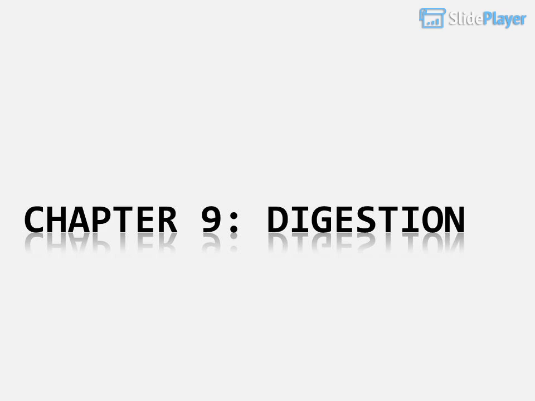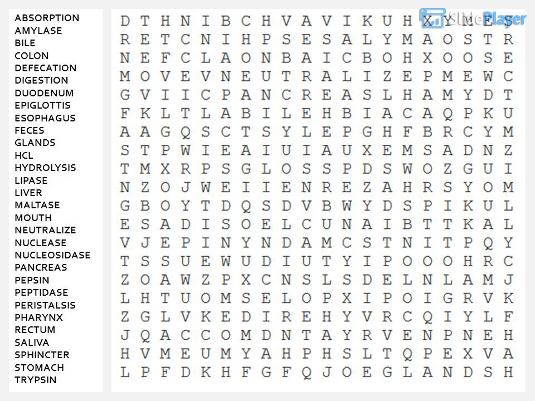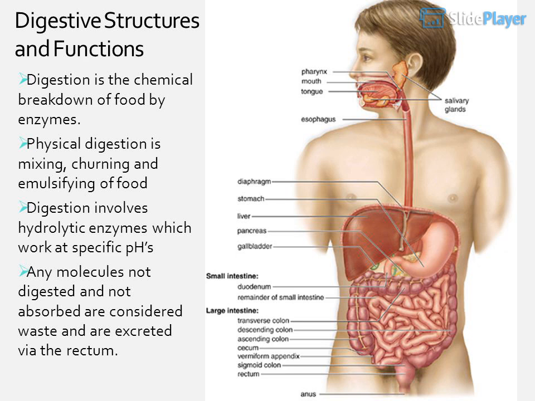Chapter 9, Digestion. Vocabulary: absorption, amylase, bile, colon, defecation, digestion, duodenum, epiglottis, esophagus, feces, glands, HCl, hydrolysis, lipase, liver, maltase, mouth, neutralize, nuclease, nucleosidase, pancreas, pepsin, peptidase, peristalsis, pharynx, rectum, saliva, sphincter, stomach, trypsin. Digestive structures and functions.